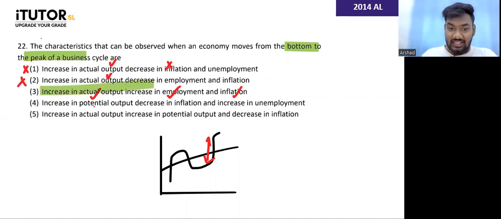Then increase in potential output, decrease in inflation. This part, cut off. Increase in actual output, okay. Increase in potential output, somewhat okay. Decrease in inflation, wrong. Therefore, that's also wrong. So therefore, we can go with answer number 3. Guys, can you see? It's the same question repeated now in a different way, no? Yes, unemployment falls. But here they are not saying unemployment, they're saying employment. Employment is the opposite of unemployment. So employment rises, more and more people get jobs.